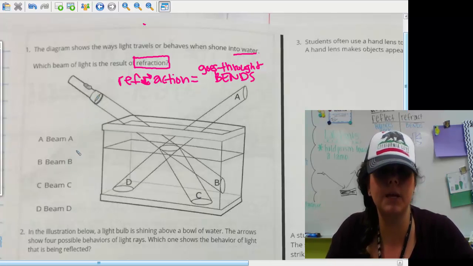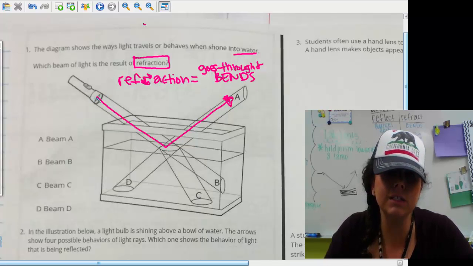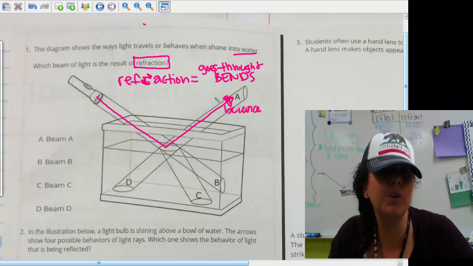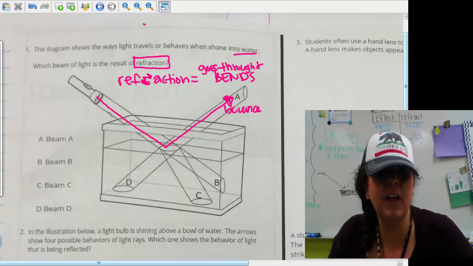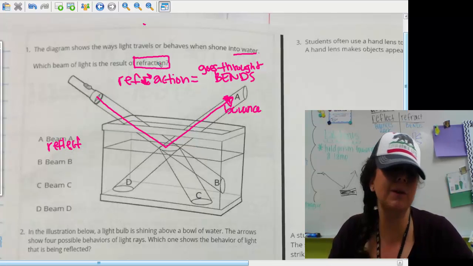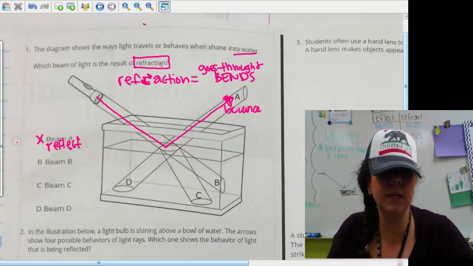So let's start with beam A. I start at my flashlight, which is the source of the light, and I go all the way to A. Well, according to this, the light hit the surface and then it bounced back, right? Am I looking for bouncing? No, I'm looking for what? Bending. If the light is bouncing, that's what? Reflection. So I'm going to label choice A as reflect. I know I'm looking for refraction, so what am I going to say to choice A? Goodbye.